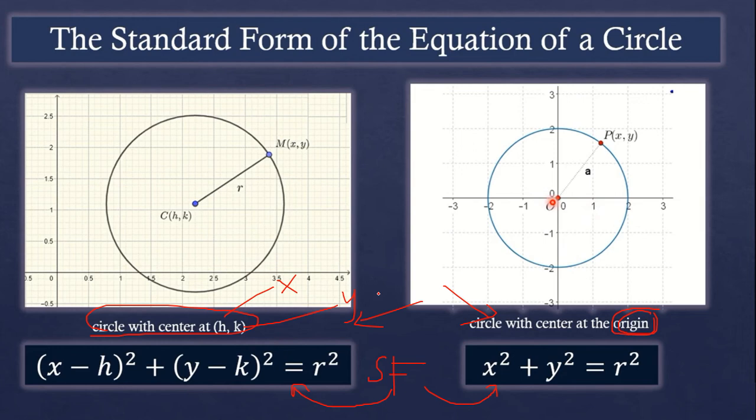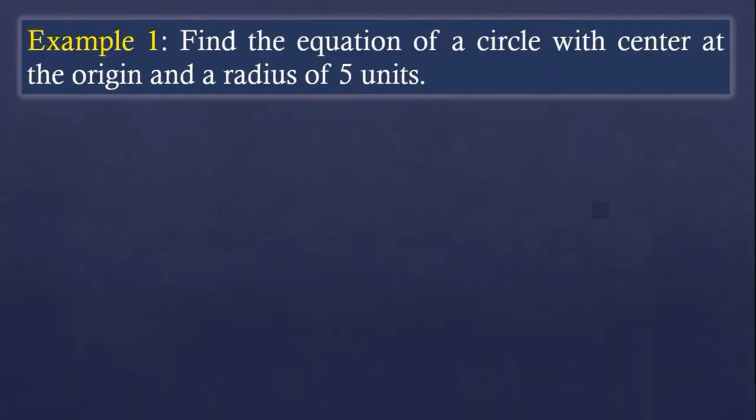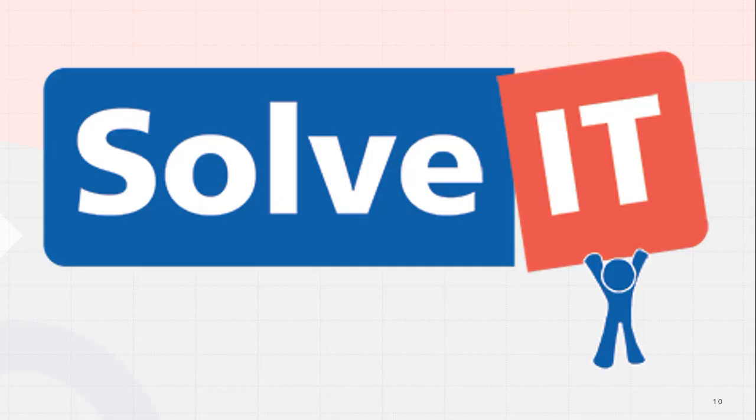So here at the circle, we're going to use H and K. H is the same as X, and K is the same as Y. So you need to memorize the two formulas here: the standard form of the equation of a circle with center at 0, 0, and with center at H, K.